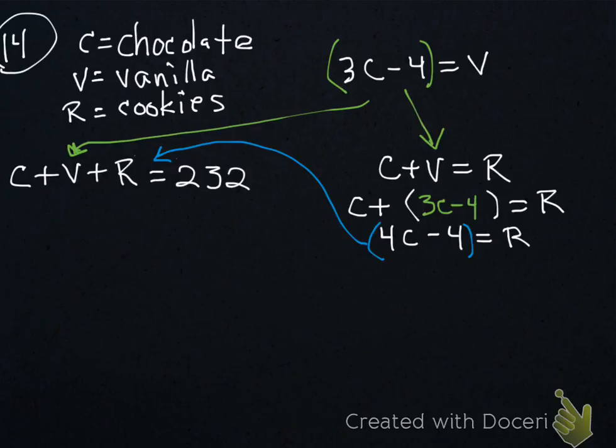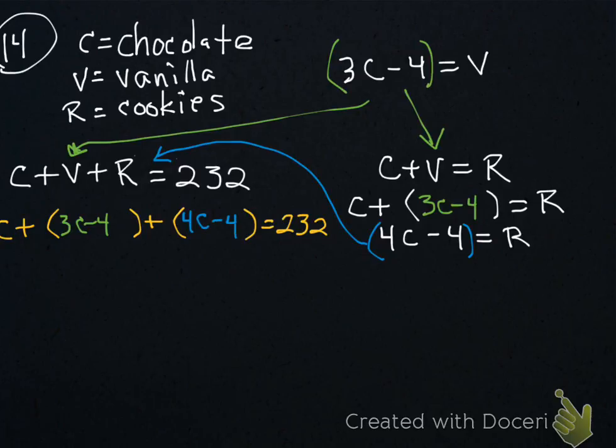You think you're ready to try that? It's pretty awesome. So c plus whatever v is, plus whatever r is, equals 232. Easy enough. What is v? v is 3c minus 4. Now, what is r? r is 4c minus 4.